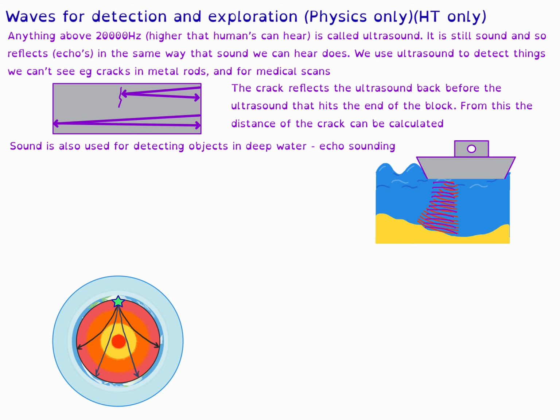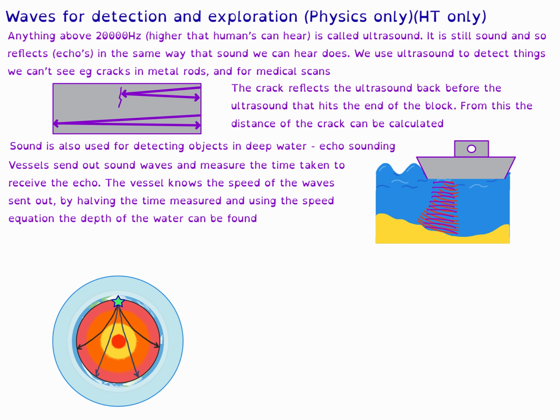Sound is also used for detecting objects in deep water. This is called echo sounding. Vessels send out sound waves and measure the time taken to receive the echo. The vessel knows the speed of the waves sent out, and by halving the time measured and using the speed equation, the depth of the water can be found.